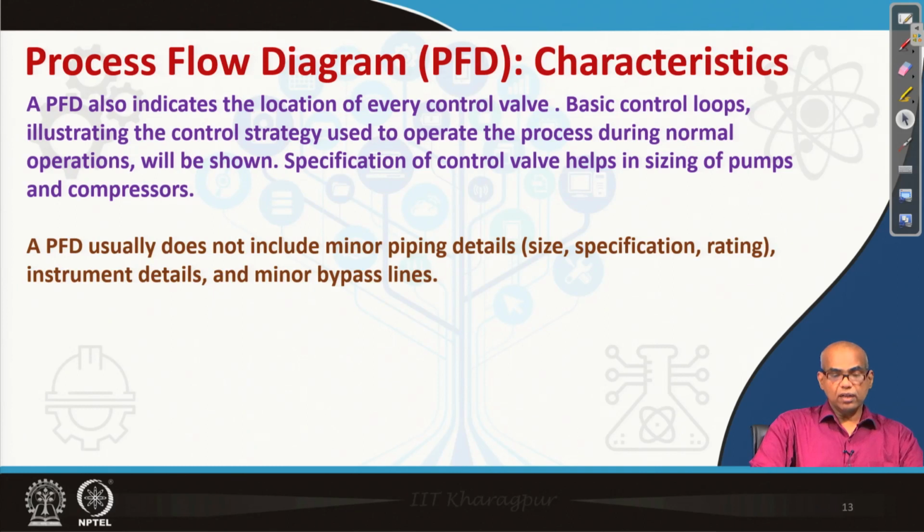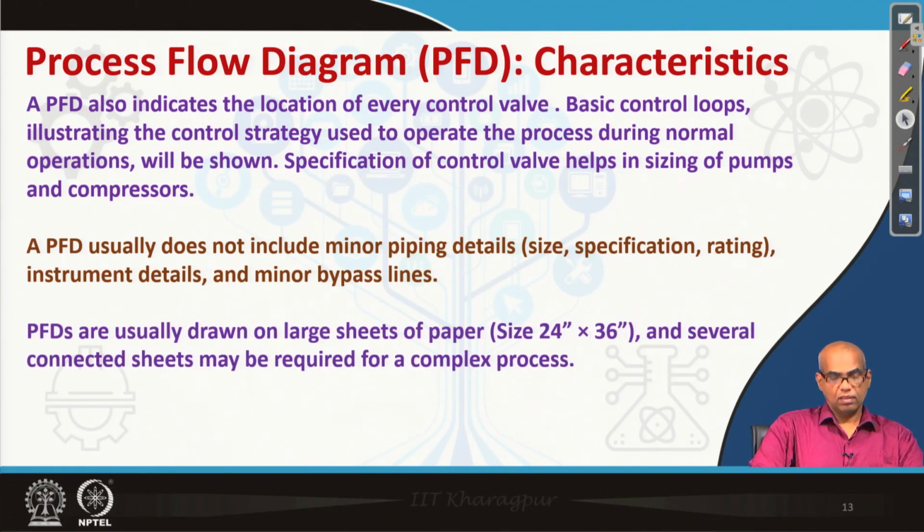A process flow diagram usually does not include minor piping details such as size, specification, rating, etc. It also does not include instrument details and minor bypass lines. Instrument details are contained in the piping and instrumentation diagram. This we will discuss in later classes.